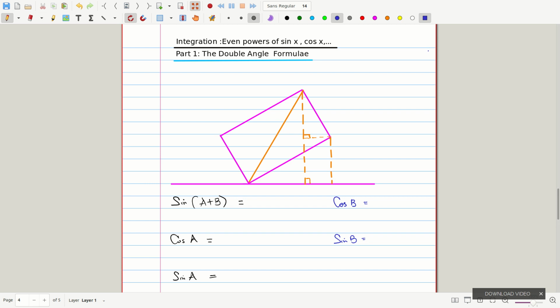Welcome to this segment where I would like to see how we can integrate even powers of sine x and cos x. So in the first part here, we shall have a review of the double angle formulae, because the substitutions which we'll be making will be based on the results you get from the double angle formula here.